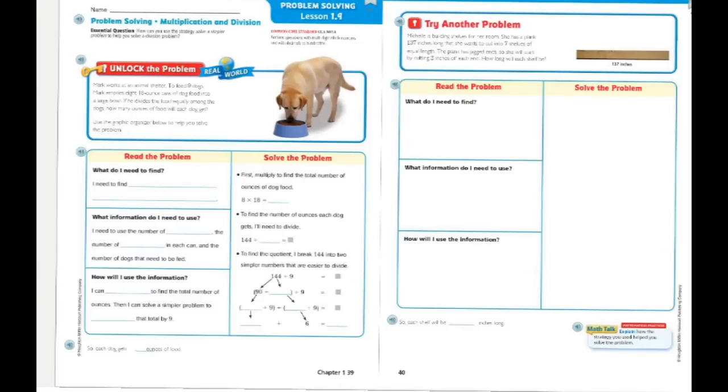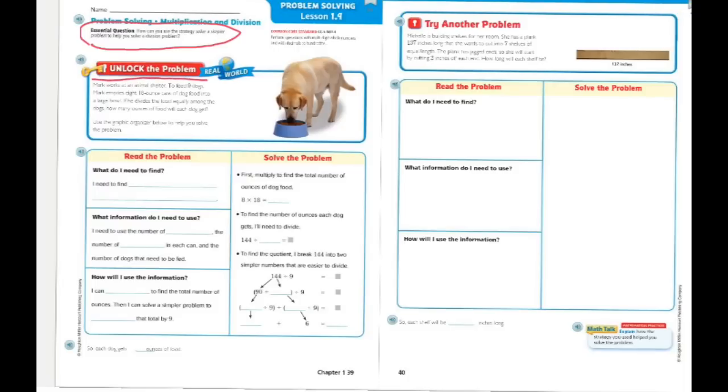Lesson 1.9, Problem Solving. The essential question today is, how can you use this strategy, solve a simpler problem, to help you solve a division problem? Unlocking the problem.